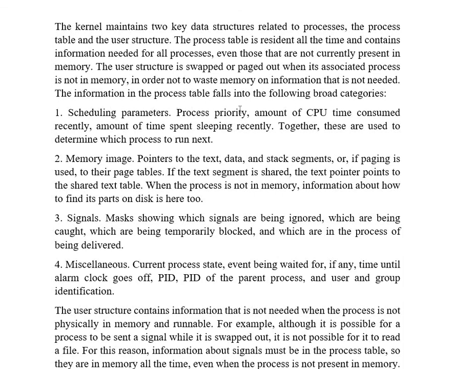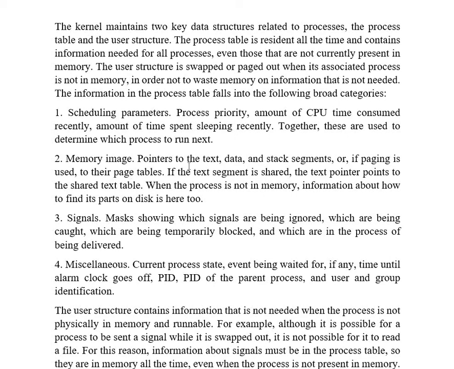The information in the process table falls into the following broad categories. The first one is the scheduling parameters. In the scheduling parameters, it contains the process priority, the amount of CPU time consumed recently, and the amount of time spent sleeping recently. Together, these are used to determine which process to run next.